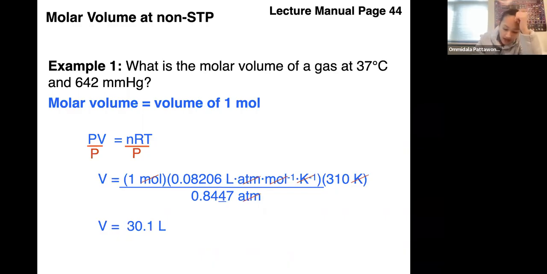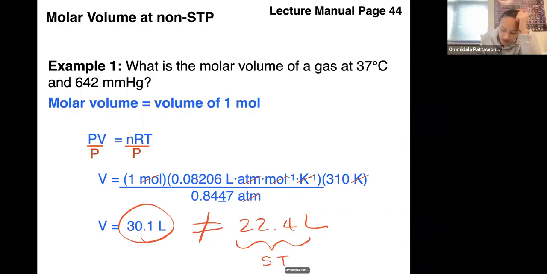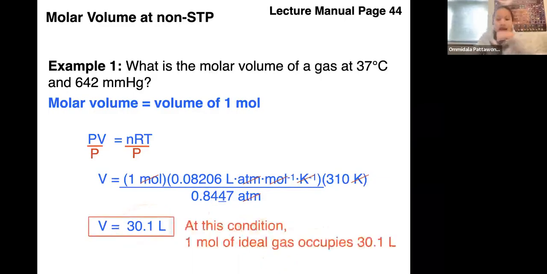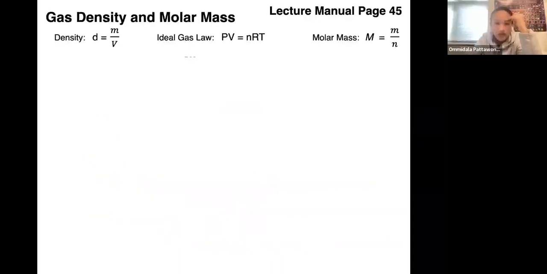Again, the reason why it's not equal to 22.4 is because 22.4 liters only applies at standard temperature and pressure for 1 mole of gas. If you change temperature and pressure, the volume will also change. That's why you see the volume is not equal to 22.4. So what does this mean then? It means that 1 mole of gas at this condition occupies 30.1 liters. That's what it tells you.